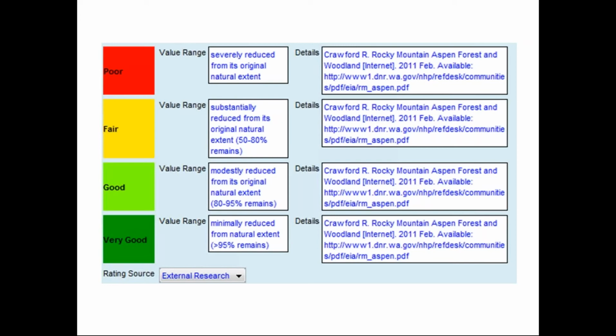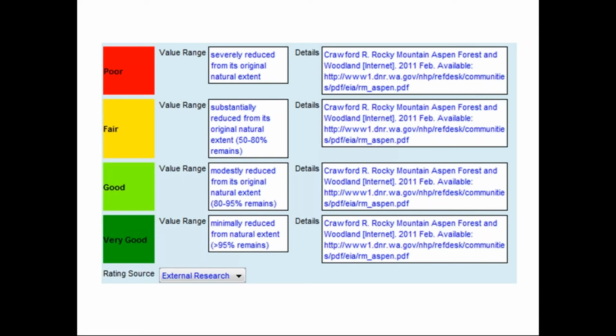So what we've done is look at the literature out there that could potentially support this. For example, we have this publication from Rex Crawford looking at Rocky Mountain aspen forest and woodland. It's something called an ecological integrity assessment, where they've identified what makes aspen across the landscape poor, fair, good, and very good. For example, if it is substantially reduced from its original historic extent, with 50 to 80% remaining, that would be fair, up to very good, where greater than 95% remains. And here we have the reference to back that up. So what we would be looking for from you is, does this make sense? Do you have any other information that might support or not support that?